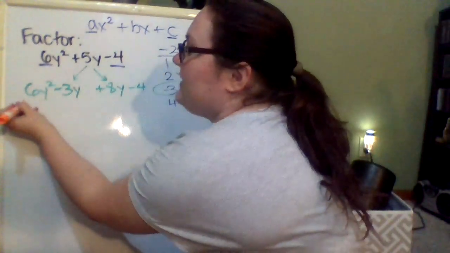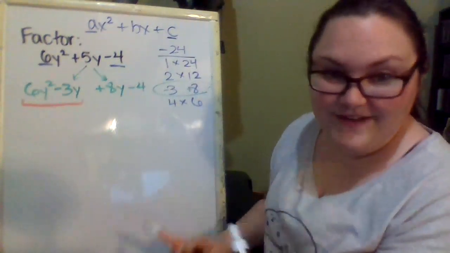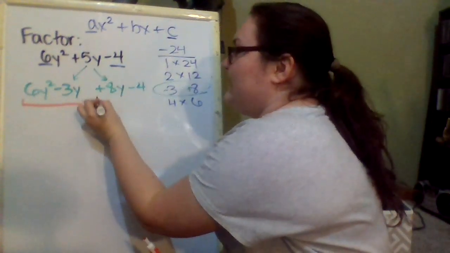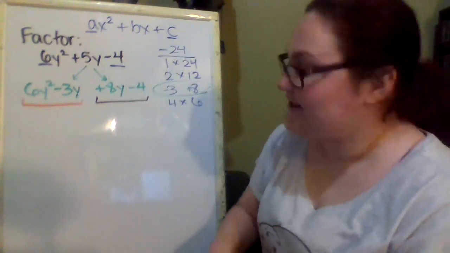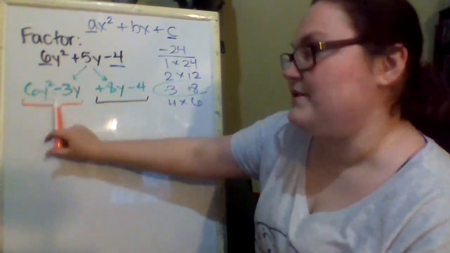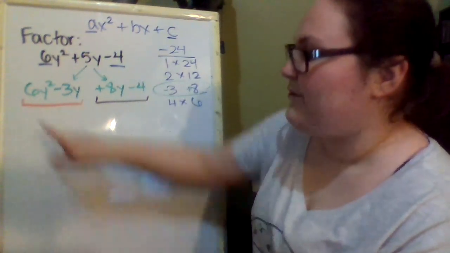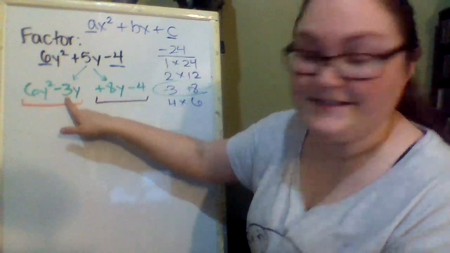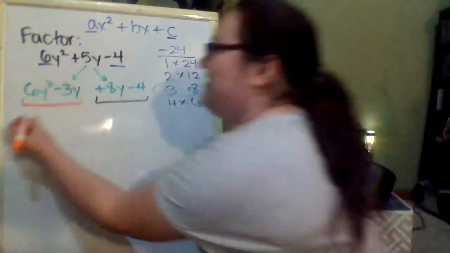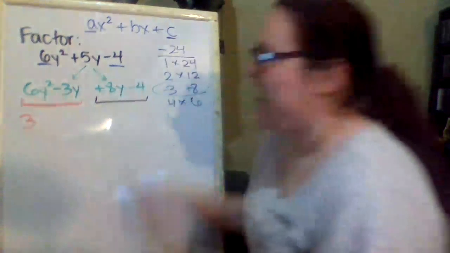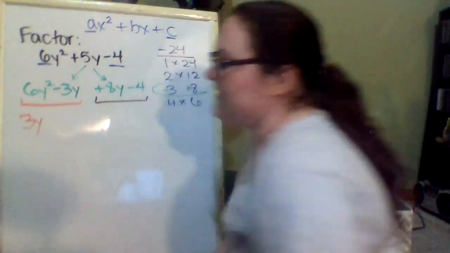You're going to find the greatest common factor of these first 2 terms, and you're going to find the greatest common factor of these last two terms. Starting with the greatest common factor of the first two terms, I've got 6y squared minus 3y. Well, I know the greatest common factor of 6 and 3 is 3. So I can go ahead and put my 3 there. And because they both have y, y is also going to be a part of my GCF.